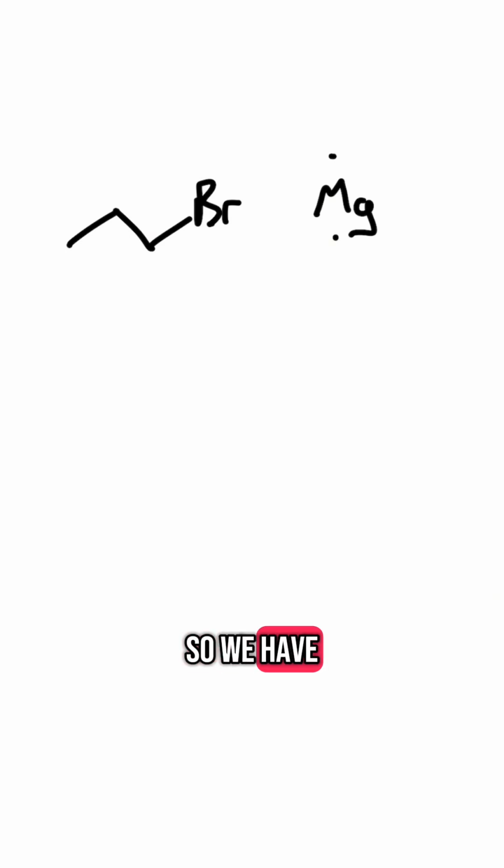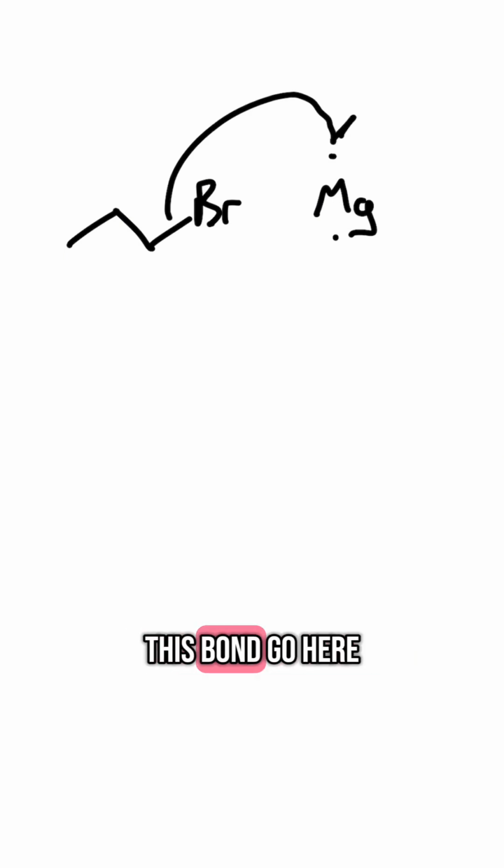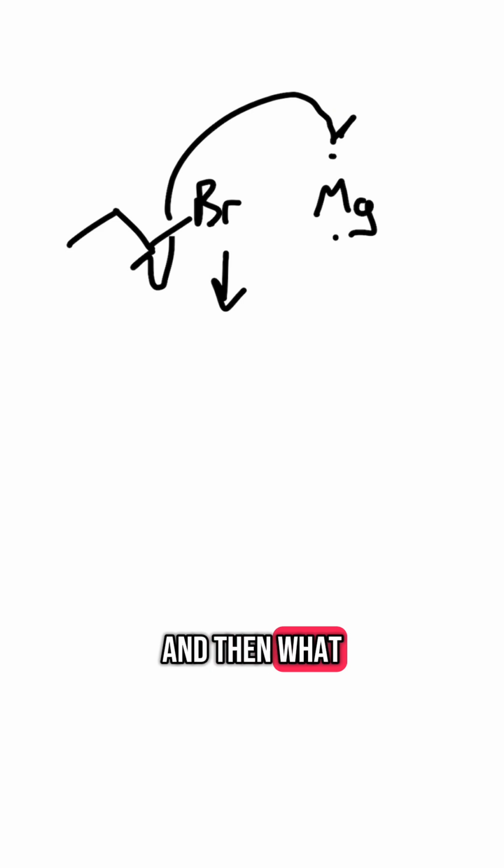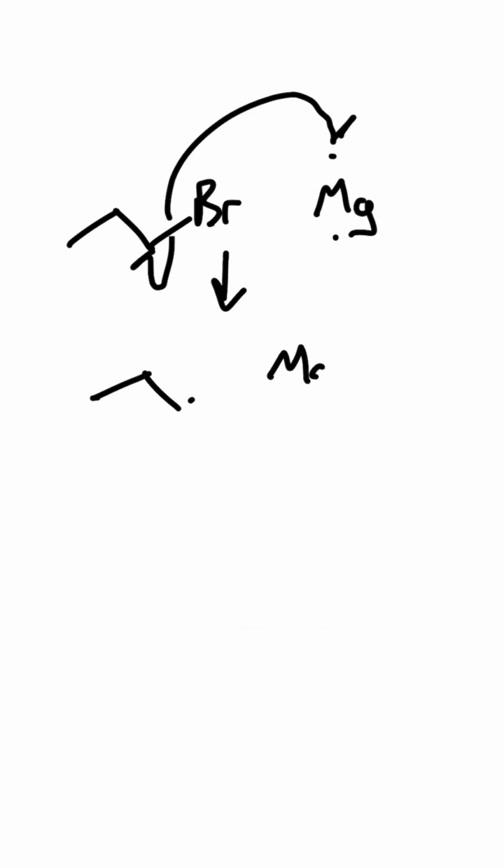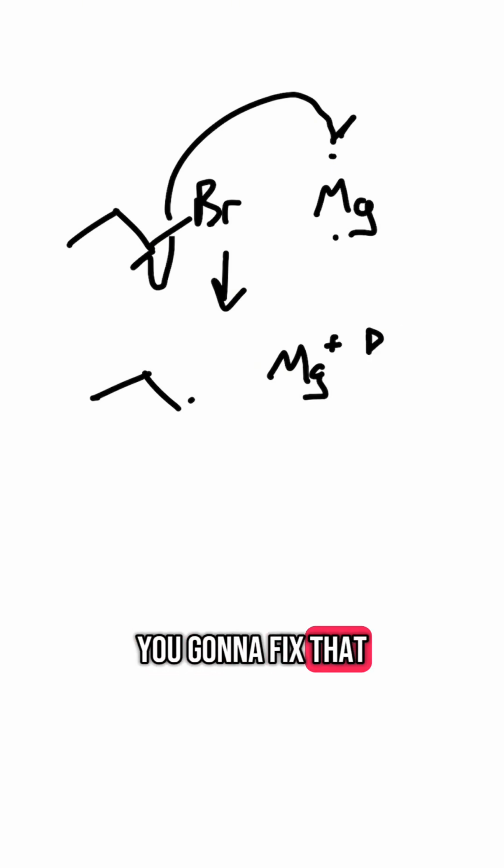So we have the magnesium here, stirring in ether. What actually happens is the electrons from this bond go here, and then one pops itself down there. Then we get a quick radical there, and then we have this Mg plus Br minus. That's a terrible Br, I've got to fix that.